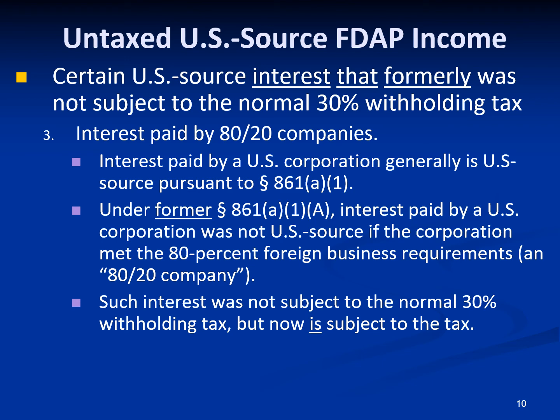This repeal was one of several international tax amendments that served as revenue offsets to pay for certain tax benefits. There's a grandfather rule for existing 80-20 companies in Section 871(i)(2). We are not going into the details of that. The important thing is that now, if we have an 80-20 company, one that meets the 80% foreign business requirement, interest that it pays now is subject to the normal 30% withholding tax.